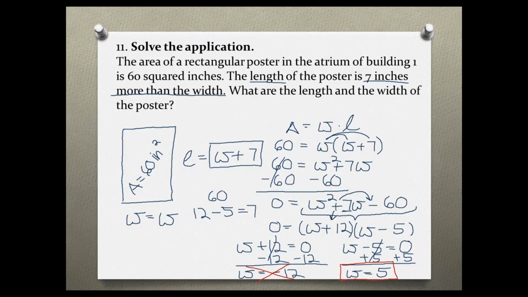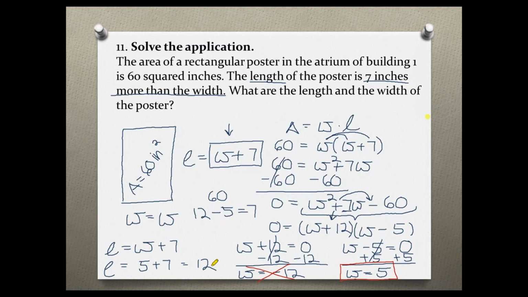But I'm also supposed to find my length, so what I'm going to do is take this and plug it into the equation that I had come up with for my length. So my length equals W plus 7. Plugging in 5 for W, I get 5 plus 7, which is equal to 12.